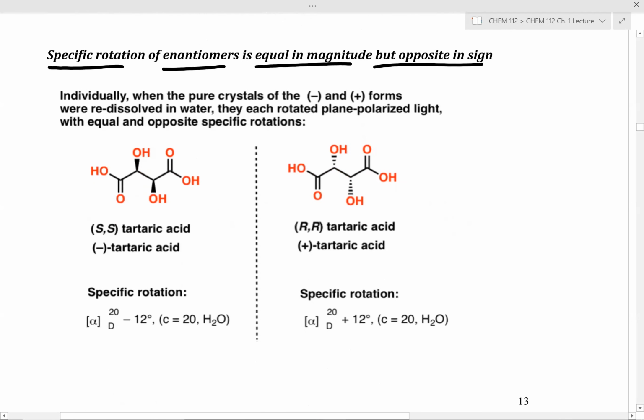So, for example, if we compare SS tartaric acid with its enantiomer RR tartaric acid, the SS enantiomer has an optical rotation of -12, while the RR enantiomer has an optical rotation of +12. Enantiomers have the same magnitude for optical rotation, but opposite sign. Because the optical rotation is negative in this case, we call this minus tartaric acid. Because the optical rotation is positive for the RR tartaric acid enantiomer, we call this plus tartaric acid.